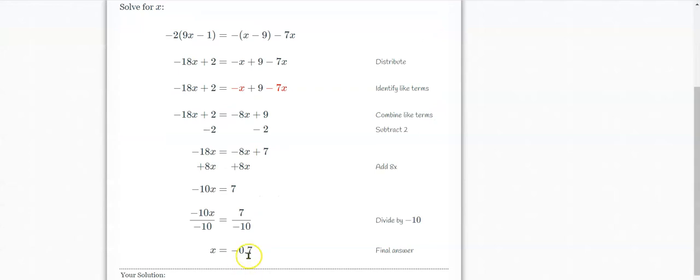Okay. So they gave it as a decimal, I gave it as a fraction. We both got the final answer correct. Good luck.